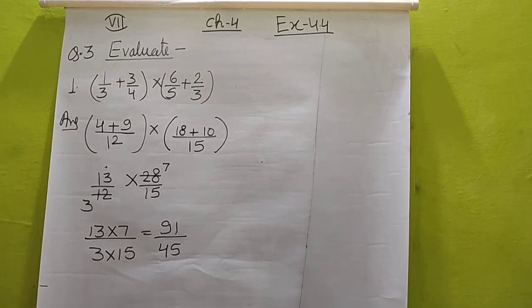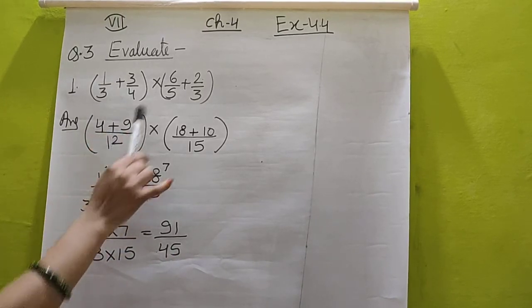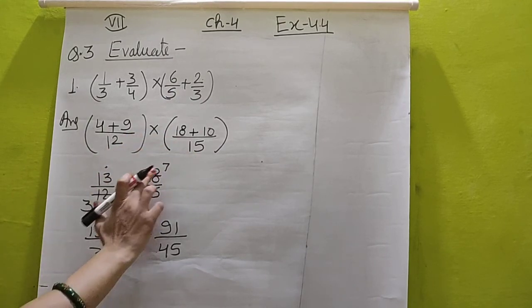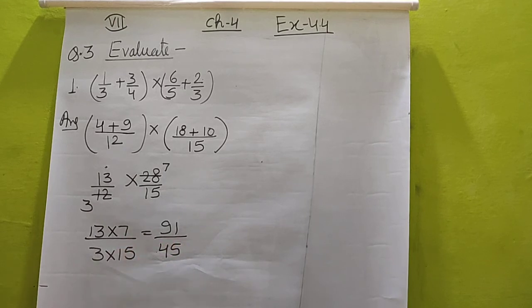So again I am explaining what I did. Separately I solved both the brackets and afterwards I did the multiplication. I used the cutting method and then I got my answer.